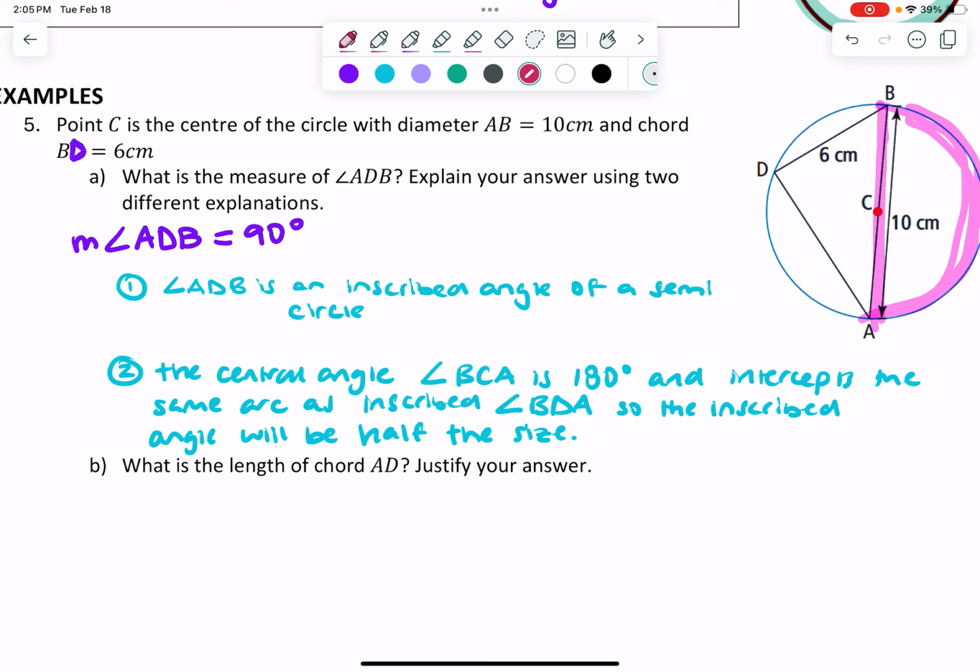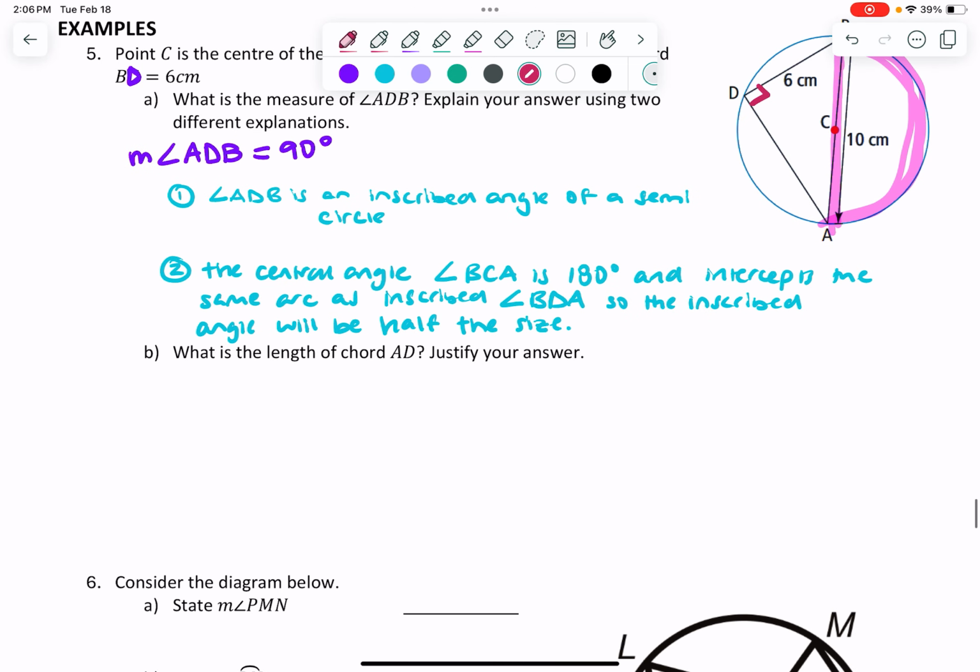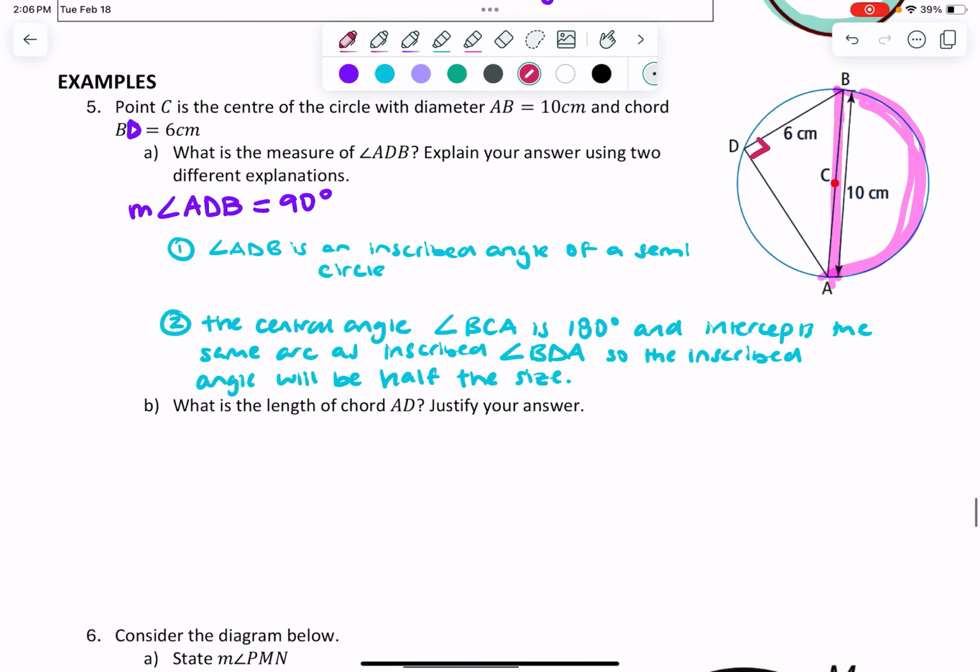And now that I know I'm talking about a 90-degree angle here, I'm actually going to draw that in. So there's my 90-degree angle. Now my next question is, what is the length of chord AD? Well, this is AD over here. And remember, the only way we've talked about finding the length of a chord so far is if I have Pythagoras, which means I need a triangle that has a 90-degree angle. And lo and behold, we have that, right?